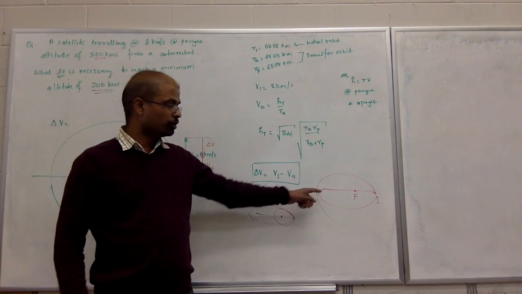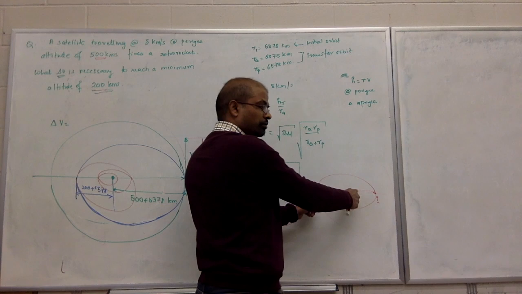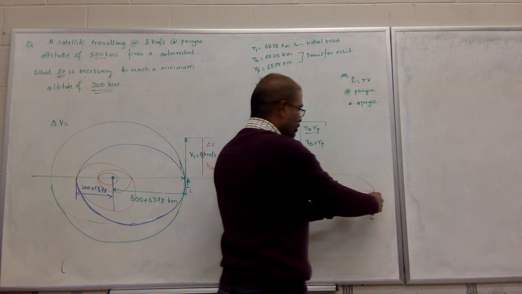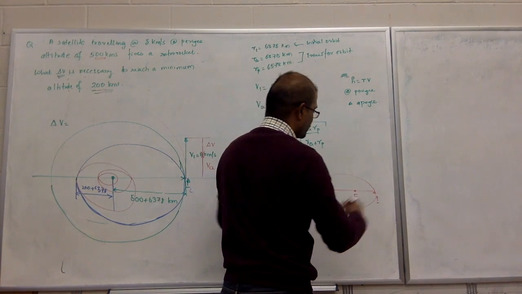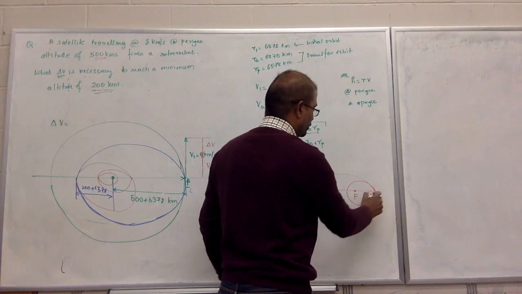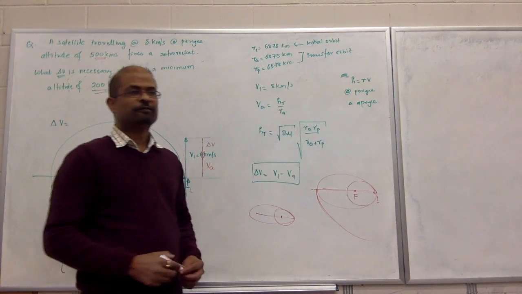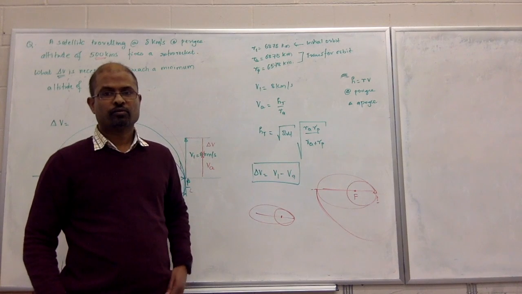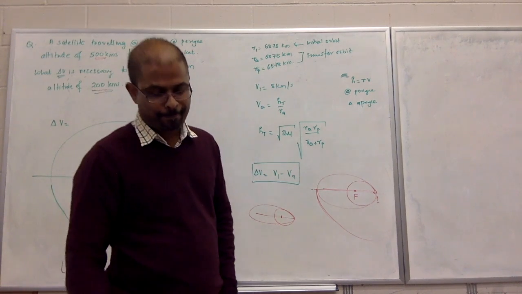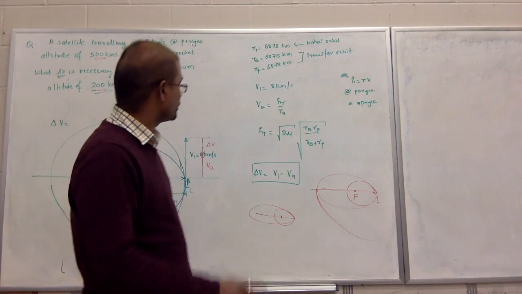You do an apogee maneuver, this becomes the radius of that circle. You do a perigee maneuver, this becomes the radius, so you will get a smaller circular orbit. If you do a maneuver here, you get a bigger circle. Okay? You'll be able to solve this problem in the exam.